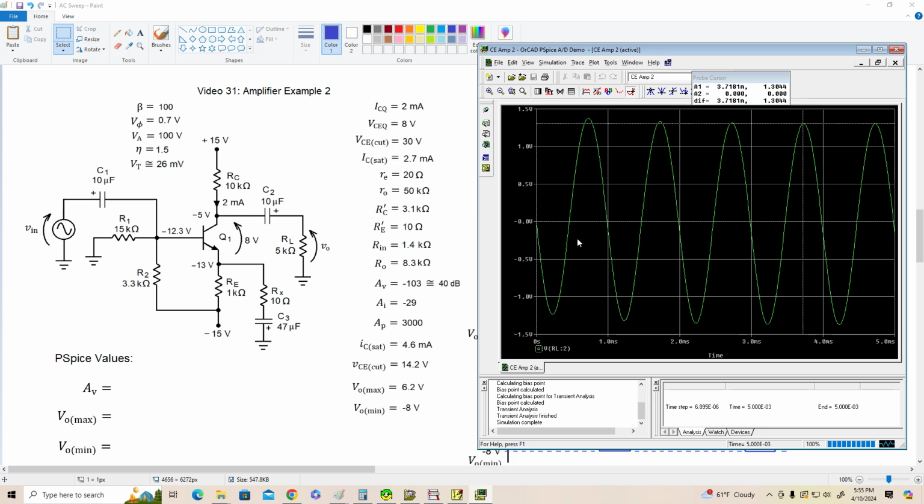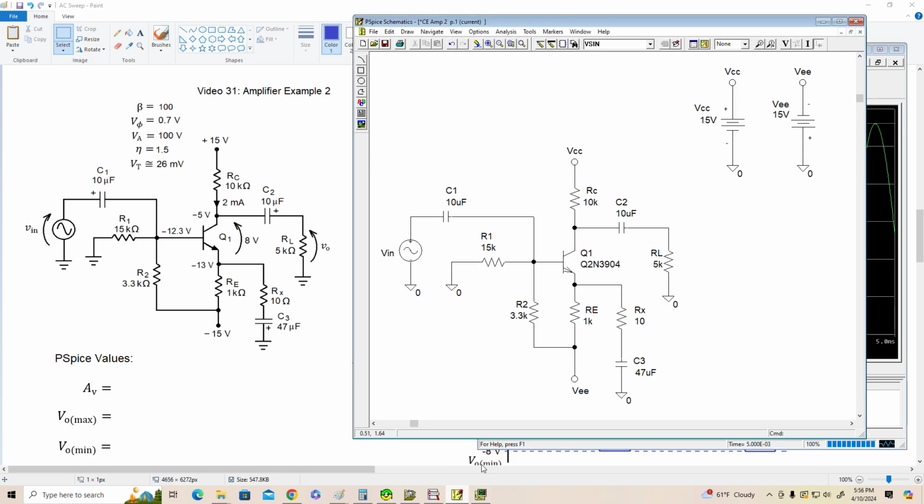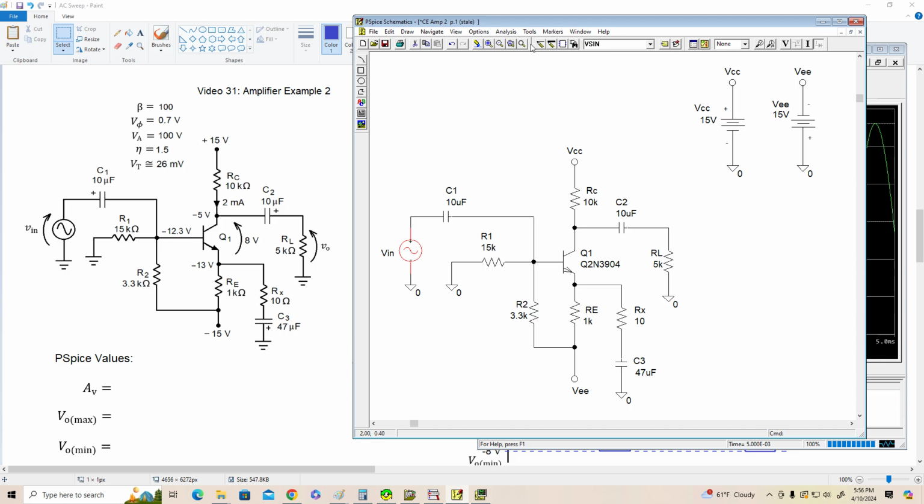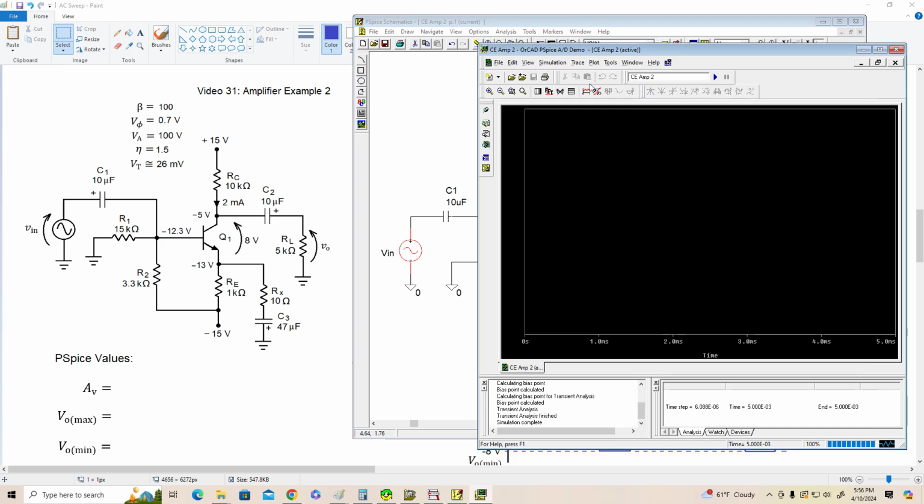Let's see what the clipping level is for our amplifier. We predicted 6.2 volts on the positive clipping and -8 for the negative clipping levels. So let's see what we get. Okay, we're going to set our input amplitude to something that will guarantee clipping. Let's say 100 millivolts. Okay, and let's rerun our analysis, and let's see what our output waveform looks like.